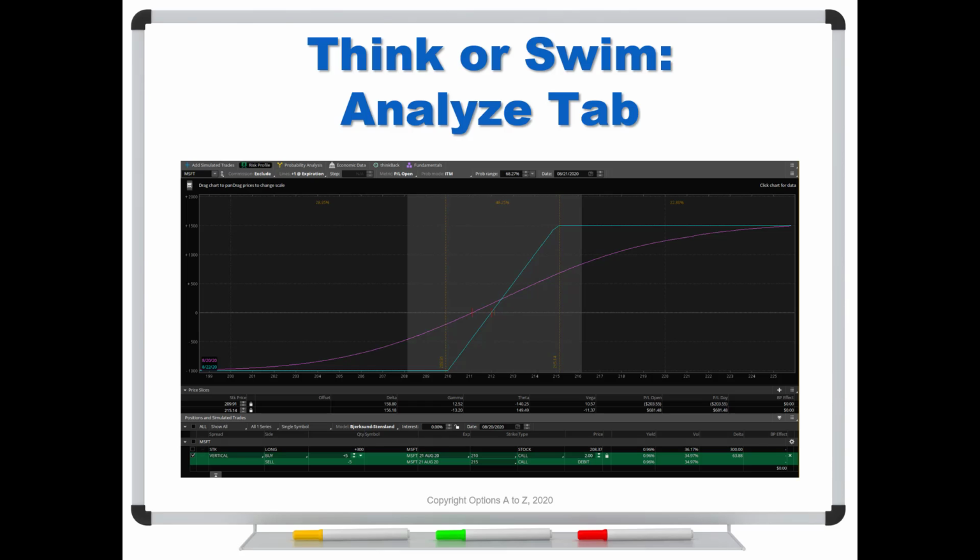But we'd still like to know the value of our option at different stock prices and at different points in time. So to help answer the question, why is that? And how can we use a profit and loss diagram to make better decisions? So let's go over to Thinkorswim and take a look at the Analyze tab.